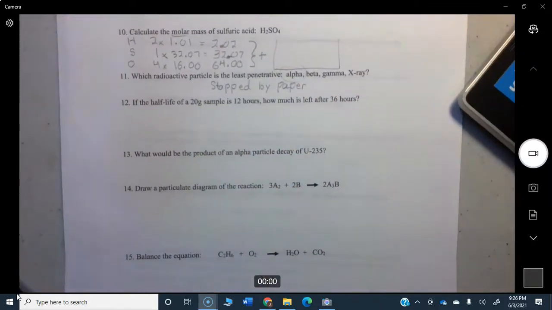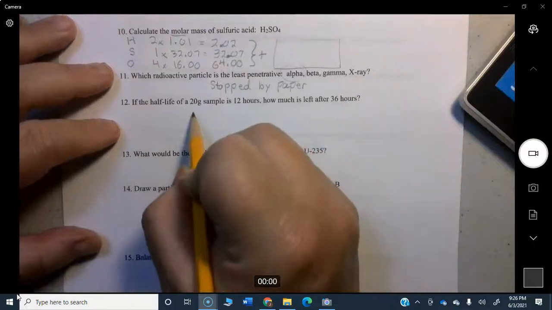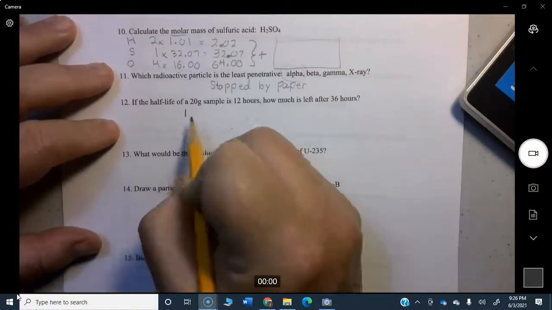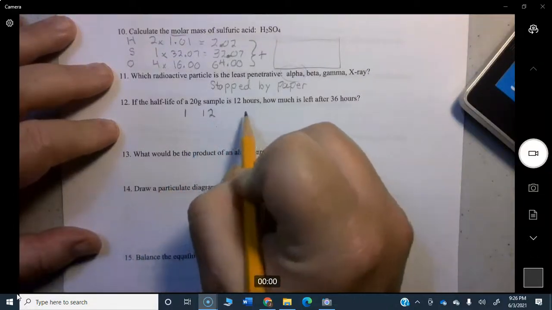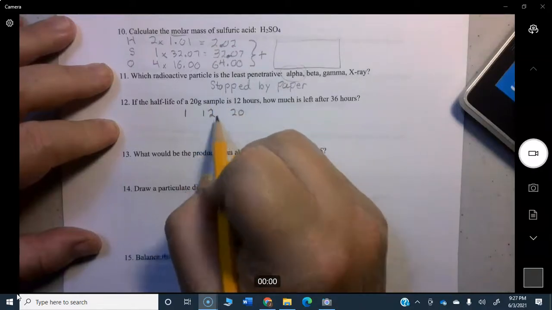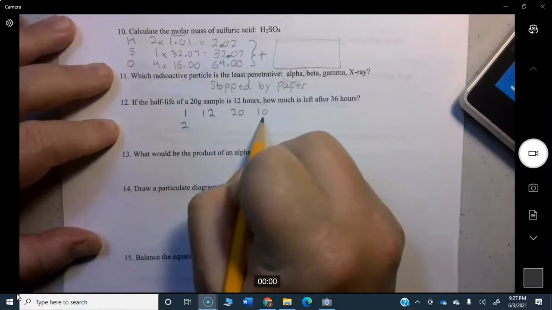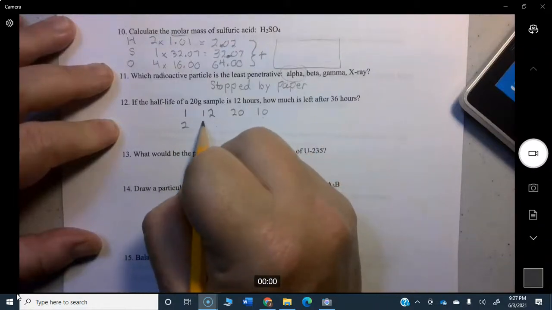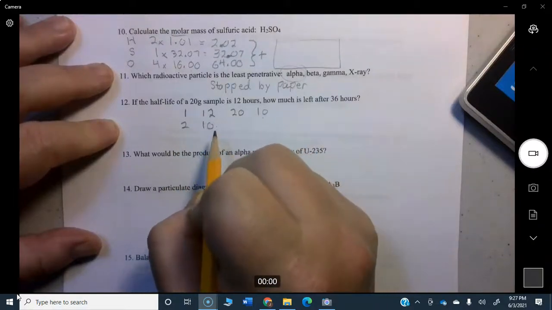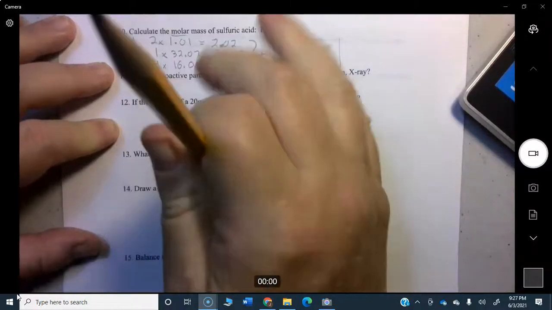The half-life of a 20-gram sample is 12 hours. How much is left after 36 hours? Okay, so you can make a little table for this. So the first half-life is going to be 12 hours. You start with 20 grams, and half of that is gone after 12 hours. So then you end up with 10. The second half-life, you start with what you had at the end of the first half-life. Okay, and whoops, that's wrong. That's another 12 hours, okay?